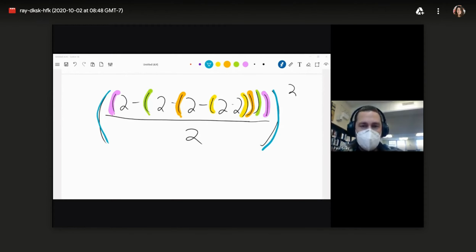Can someone type in the chat and wait like 10 seconds? Which color parentheses do we start with first? Wait 10 seconds before you hit enter. 1, 2, 3, 4, 5, 9, 10. What color parentheses do we start with? We got some yellows. Can someone try to speak to why it would be the yellow parentheses?